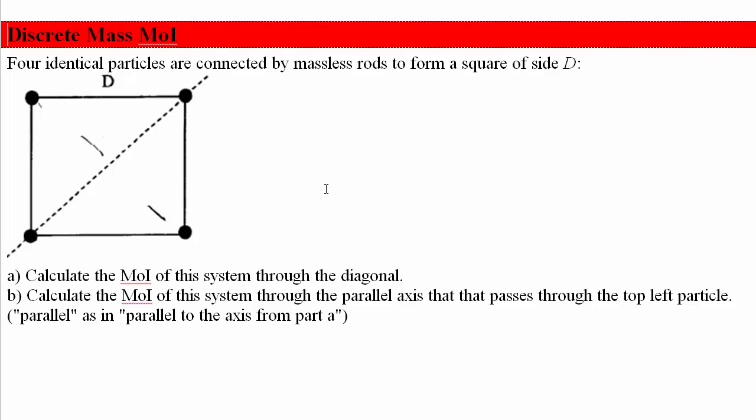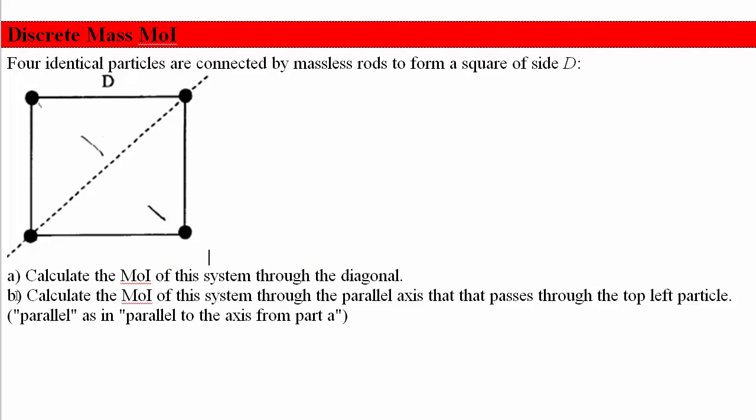Now we're going to take 3 questions to calculate some moments of inertia. So we've got 4 identical particles, 1, 2, 3, 4, and they're connected by these massless rods to form a square. These particles are all the same mass, and we're asked what is the moment of inertia of this system through this diagonal axis that goes through this particle and this particle. So we're going to be spinning it about that axis. This piece would be spinning to there and back like that.